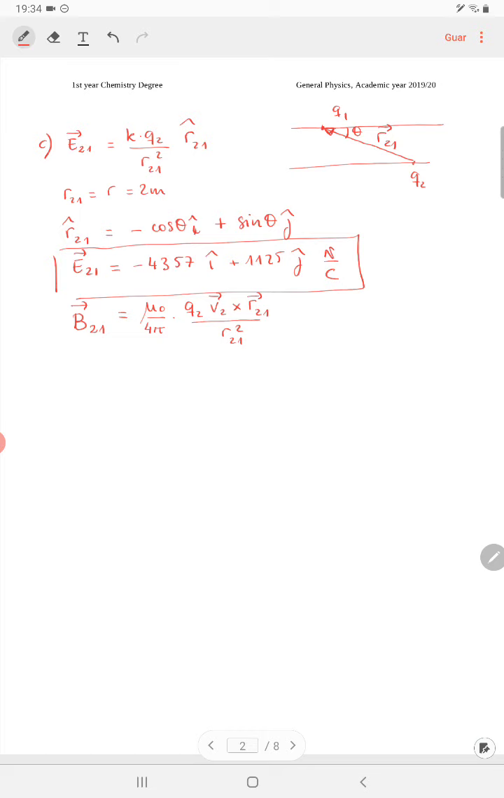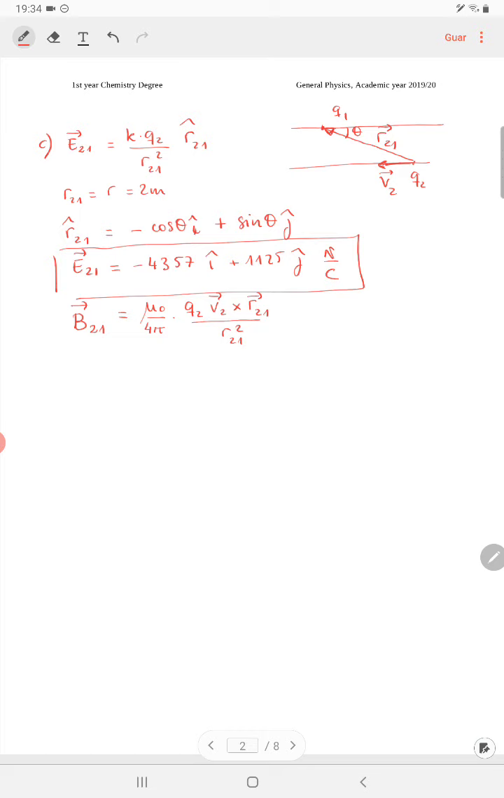discuss the direction. So we see that V2, which is this vector, this is V2, and R21 both belong to the plane of the screen, so the magnetic field has to be perpendicular to the plane of the screen. And to know if it's going to go into the screen or out of the screen, we use the right hand rule, where we have to place in the index the velocity of 2.